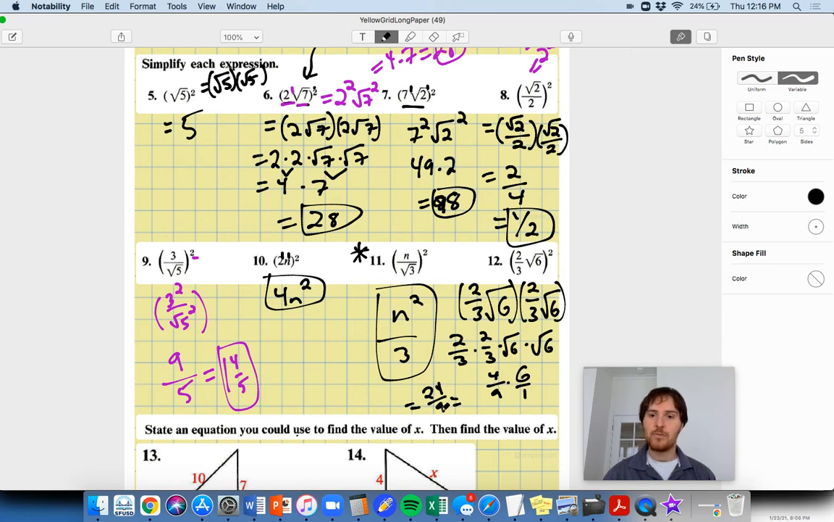So 9 times 2 would bring me to 18, and I'd be left with 6/9 after that. So I got 2 2/3. I hope that's right.